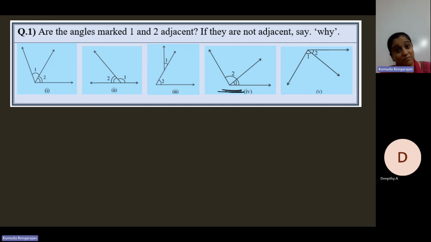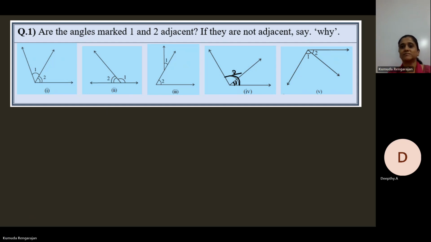Yeah, the marking is correct. This is angle 2 and this is angle 1. Are these two angles adjacent angles? The marking is correct. This is angle 1. This is angle 2. No, this is 1. This is angle 1. And this one is angle 2. Yeah? They are adjacent angles. Okay.